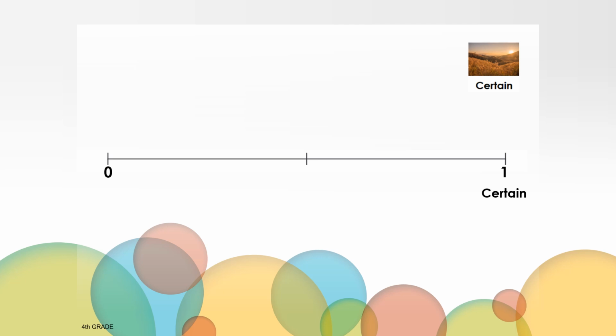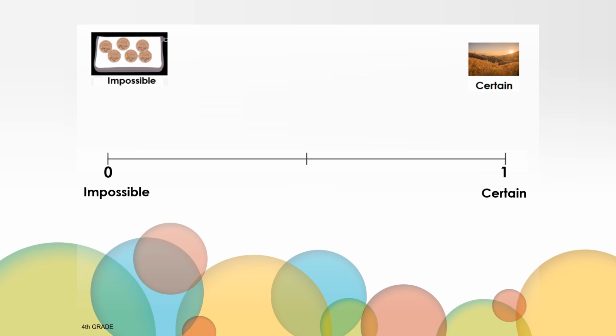When I know that there is no way that something can happen, I say that it is impossible. It is impossible for me to pull a dime out of this wallet because there are only pennies inside. Events that are impossible belong at the 0 on the number line.